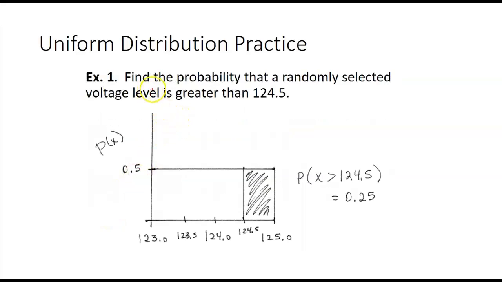Okay, the first one here, find the probability that a randomly selected voltage level is greater than 124.5. I don't think it said, but this is actually referencing voltage levels, so they were uniformly distributed between 123 and 125. When you look at this, to find the height to get this 0.5, the width is 2 because that's 2 units in here.